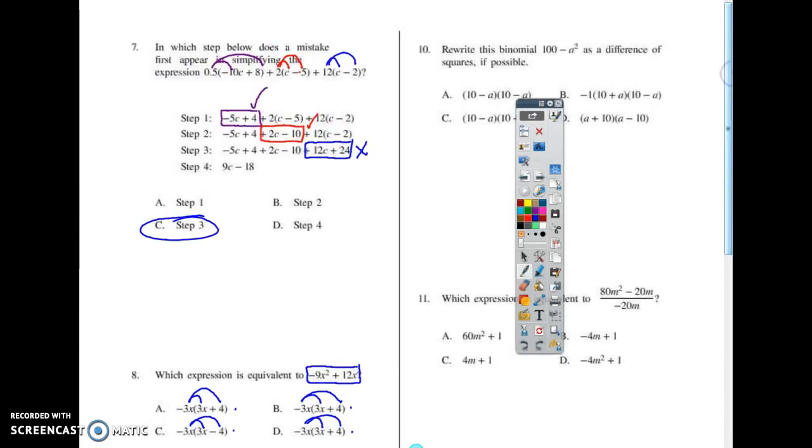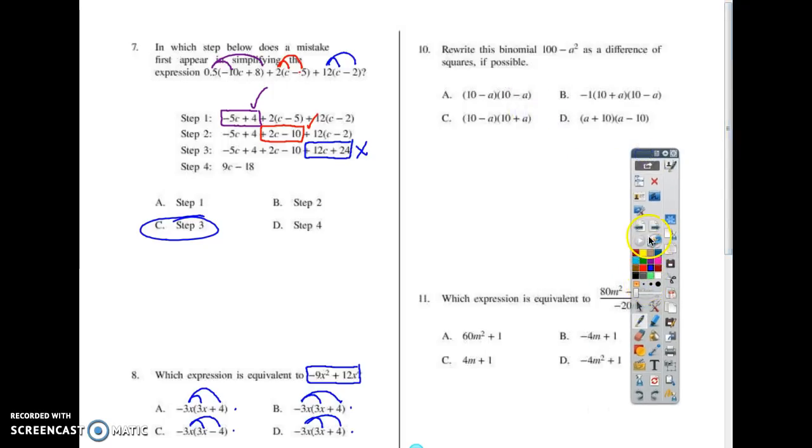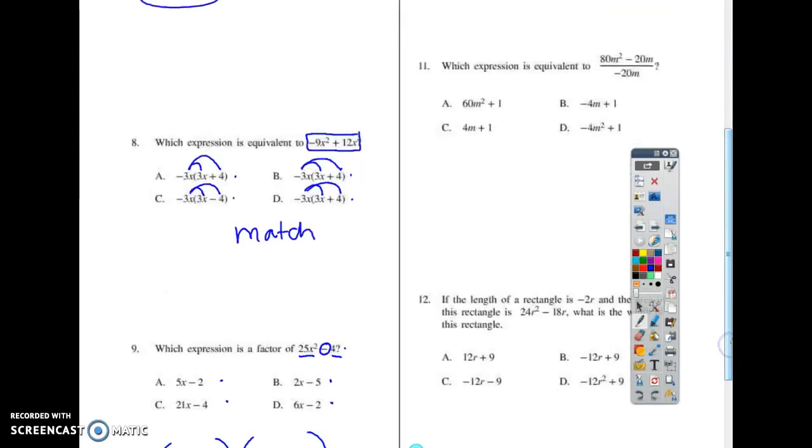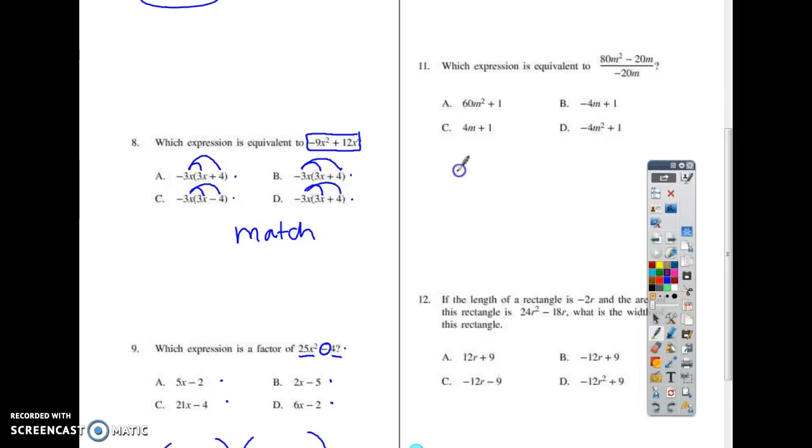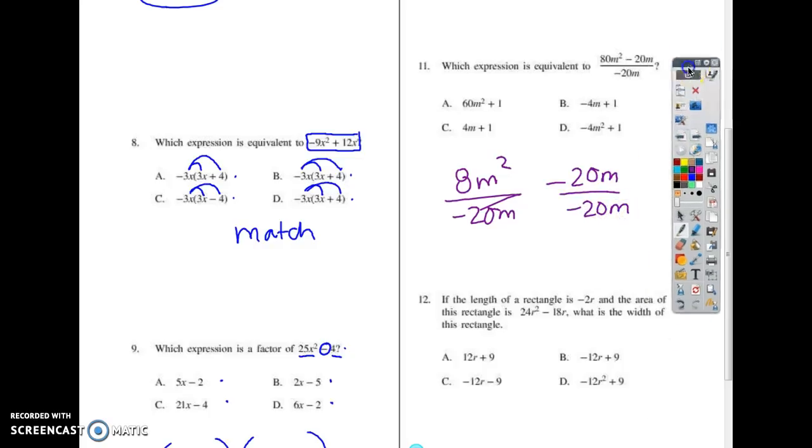Problem number 10, same thing, difference of two squares. So once plus, once minus. Take the square root of 100 and take the square root of a squared and figure out the answer. Okay? Problem number 11. You're going to divide, separate both of them. 80m squared divided by negative 20m and negative 20m divided by negative 20m. Find the answer.